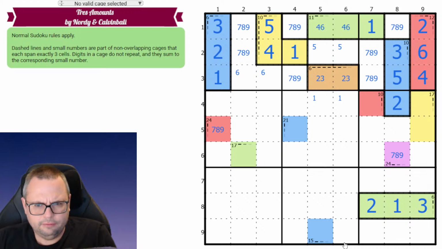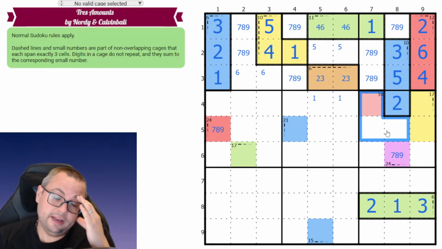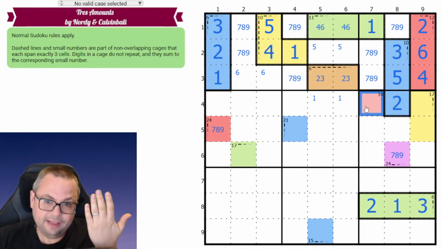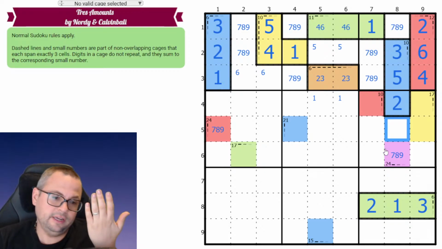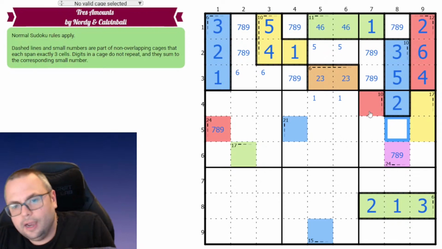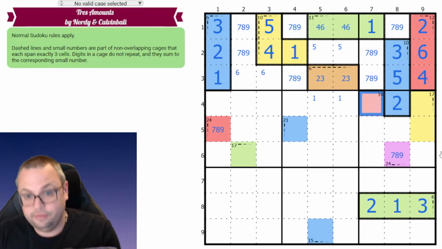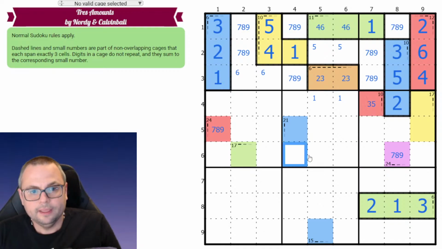Funnily enough, I'm not sure that actually tells me that this can't still be 2, 3, 5. Oh, it does. It tells me it has to be 2, 3, 5, because now the place it could get a 1, it can't get a 1. So this is 2, 3, 5. So that's a 3 or a 5.